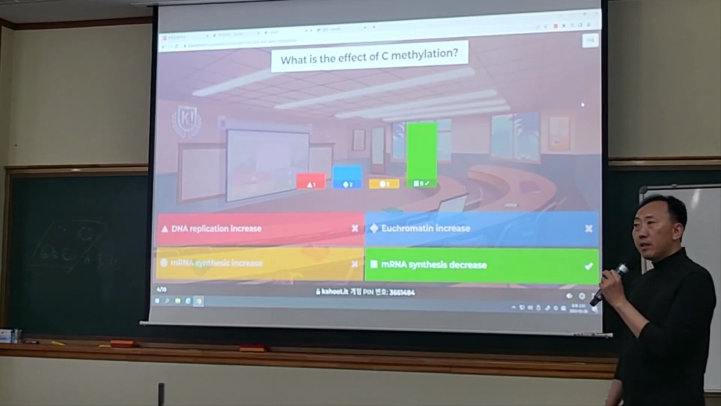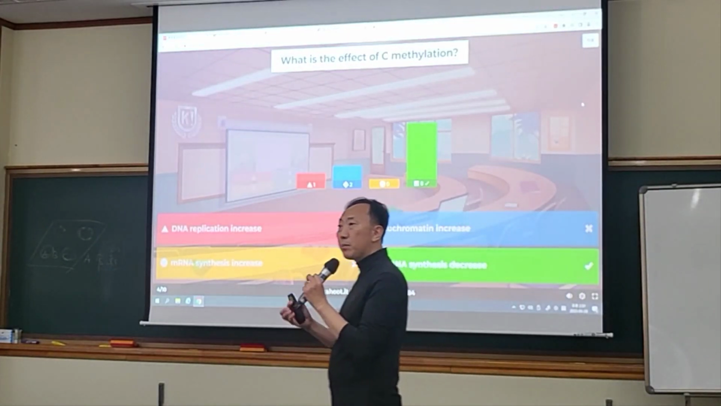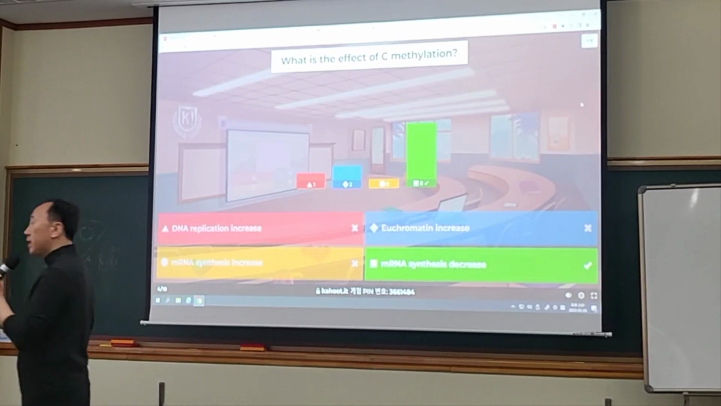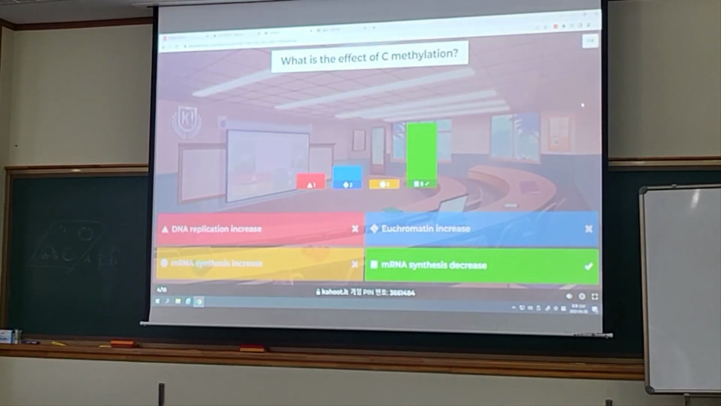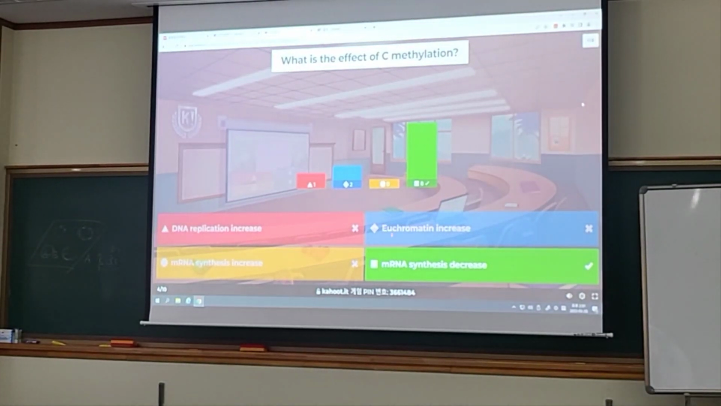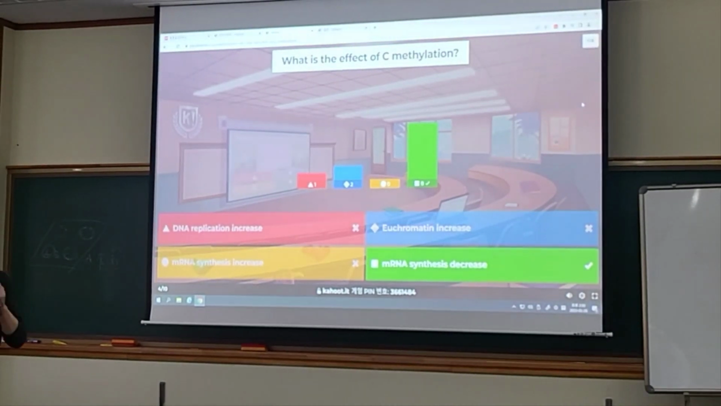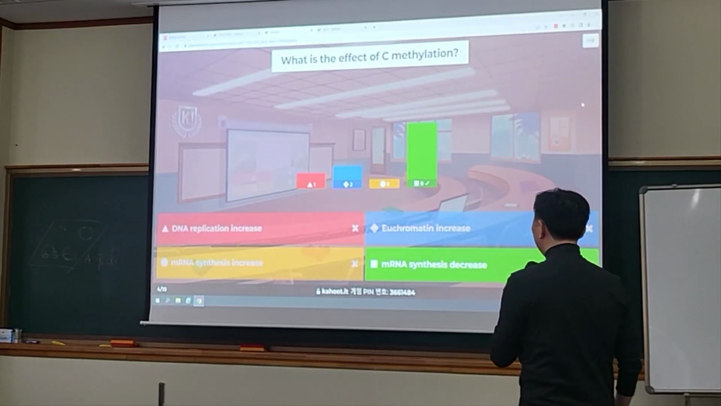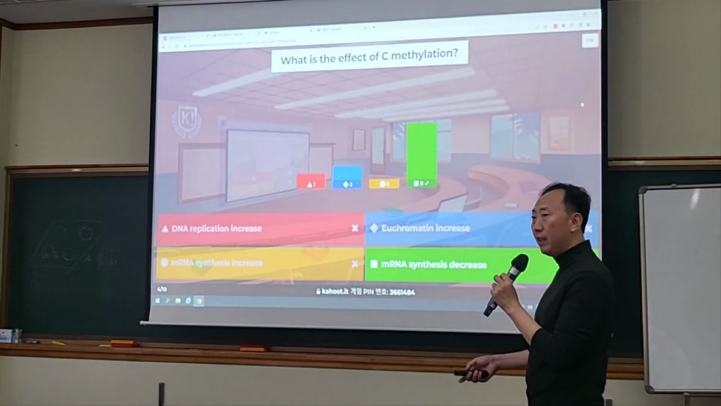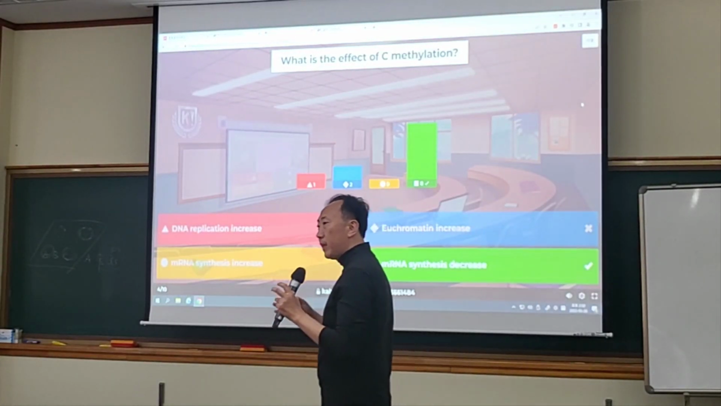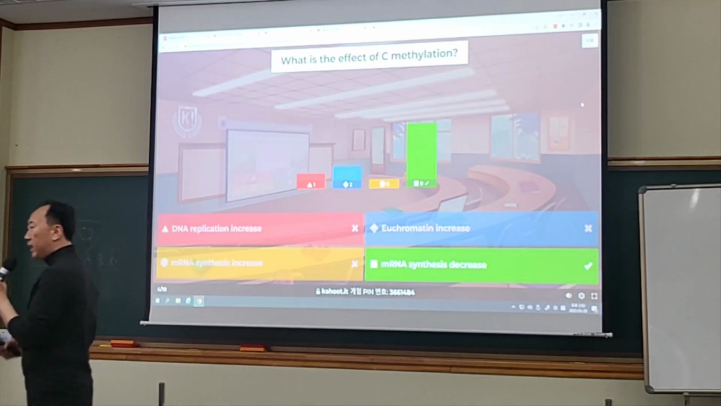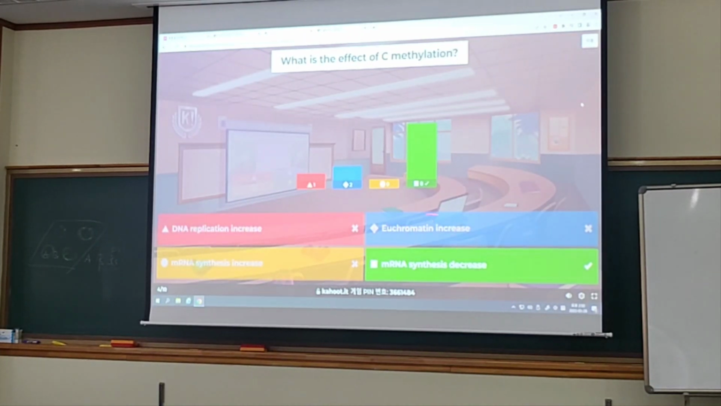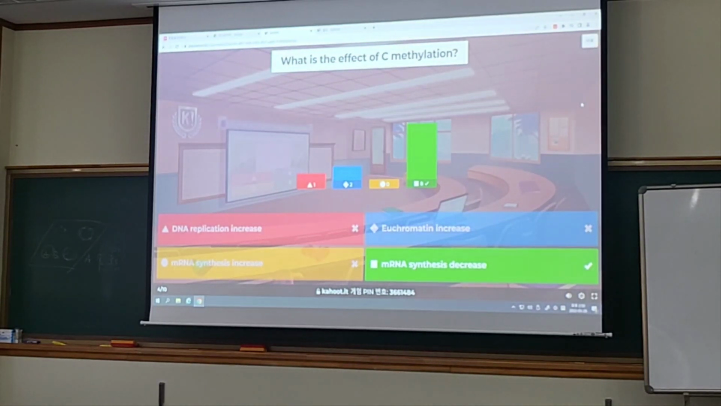Messenger RNA synthesis decreases. That's the so-called gene expression. Gene expression is decreased. And DNA replication, which we didn't mention, is also kind of suppressed. The counterpart to euchromatin is heterochromatin. Euchromatin is a more open form. Heterochromatin is a more condensed form. Open form is more active for gene expression, and mRNA should be decreased.